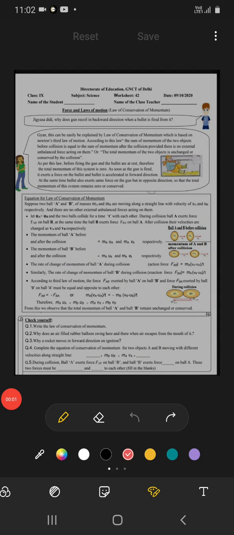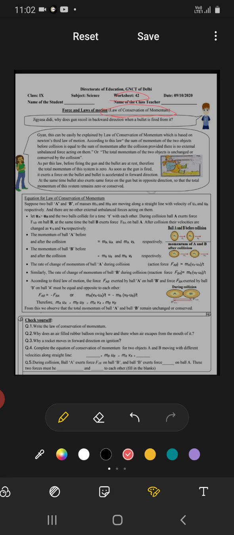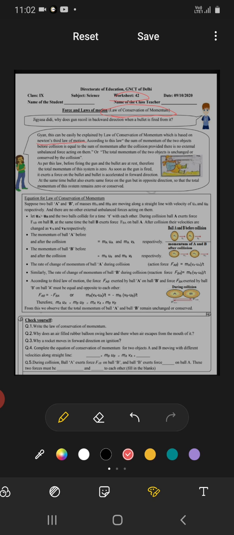Morning class. Today we are going to discuss worksheet number 42, which is on the law of conservation of momentum. This law of conservation of momentum is based on Newton's third law of motion.